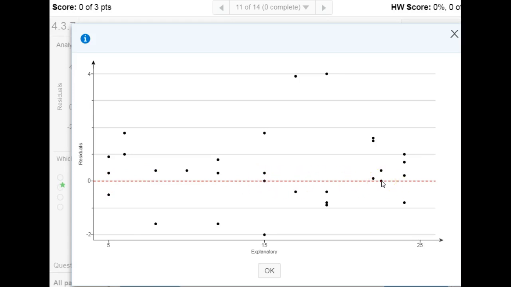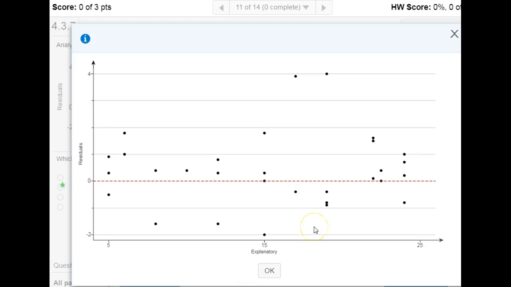And so right here at 0, any point on the line at 0 would mean that there's a point in our data set that has the same exact y value as the predicted value from our least squares regression line. So the residual is 0. There's no difference. Points above 0, positive residuals, would mean that our actual data values had higher y values than the predictions, and points below would mean that our actual data values had smaller y values than the predictions.